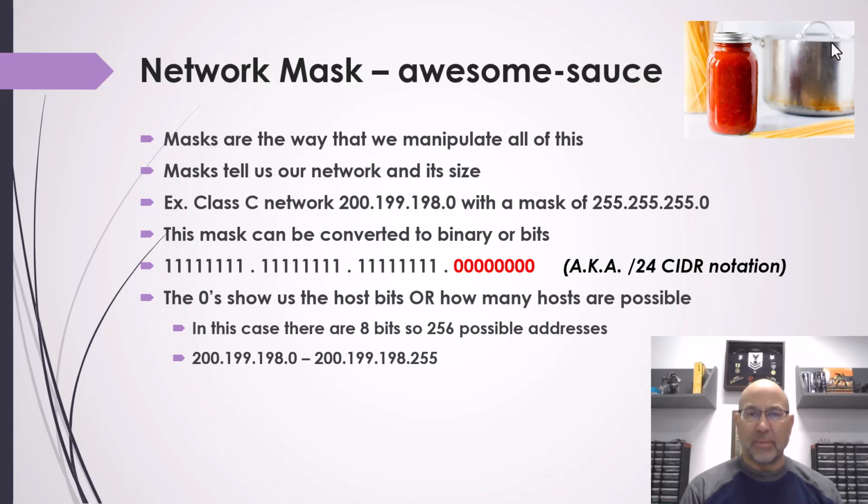But an important thing to realize about the mask is that the ones tell us the network portion, and the zeros show us where the hosts are. So in this particular case, we see that there are 24 bits allocated to the network addressing and 8 bits allocated to the host addressing. So with 8 bits, there are 256 possible addresses. So the range of those addresses would be 200.199.198.0 to 200.199.198.255. That's 256 possibilities in that address space.